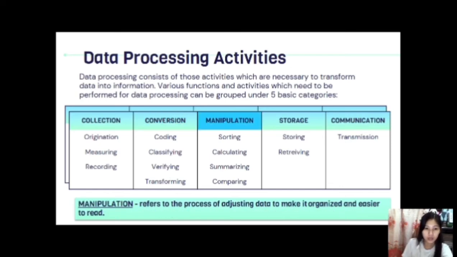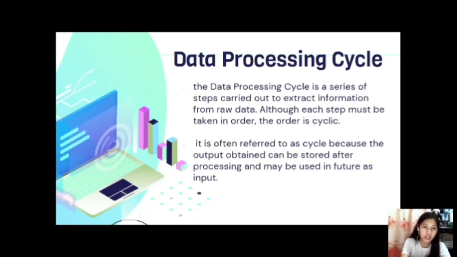So, next is manipulation. Manipulation refers to the process of adjusting data to make it organized and easier to read. The manipulation does this by sorting, calculating, summarizing, and comparing each data. Next is the storage. Storage refers to keeping data in the best suitable format and in the best available medium. So, it also keeps the data for future needs in order for it to be retrieved easily. So, next is communication. So, communication refers to the exchange of data between a source and receiver via the form of transmission media.